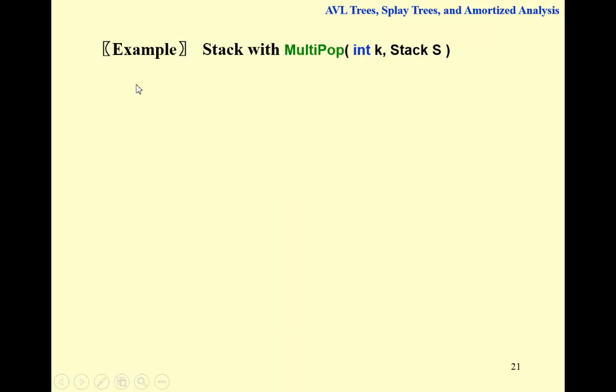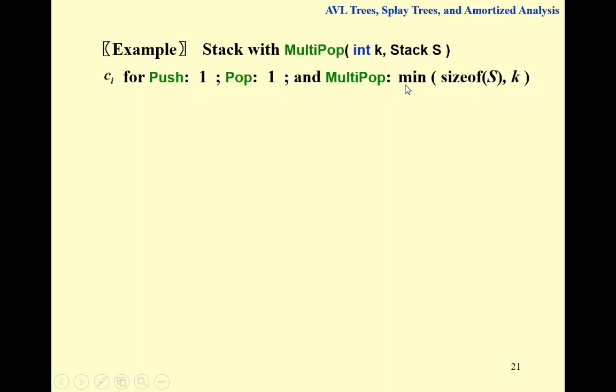Now let's get back to the previous example. We know that the actual cost for push is what? It's 1, right? It takes 1 step to push, 1 step to pop. And this is the actual cost for one multi-pop. Now here comes the magic. Let's define the amortized cost for push to be 2 and 0 for pop, 0 for multi-pop. It looks strange, isn't it? Why do we define the amortized cost in this way? There ought to be a reason behind, right?